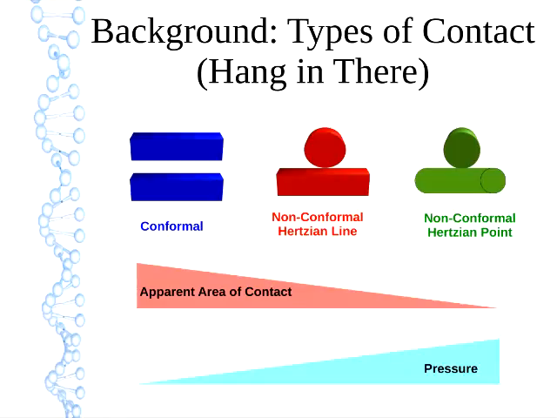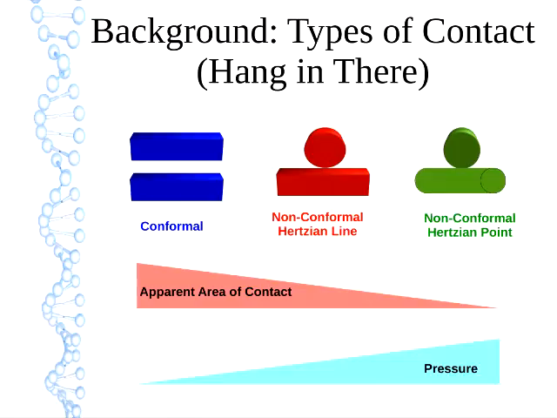So now into some background information. We're going to talk about the different types or shapes of contact. Moving from left to right, we've got a conformal contact. Then we have a non-conformal Hertzian line contact. Then we have a non-conformal Hertzian point contact. So in a conformal contact, the surfaces conform to one another. In a non-conformal contact, the surfaces do not conform to one another.